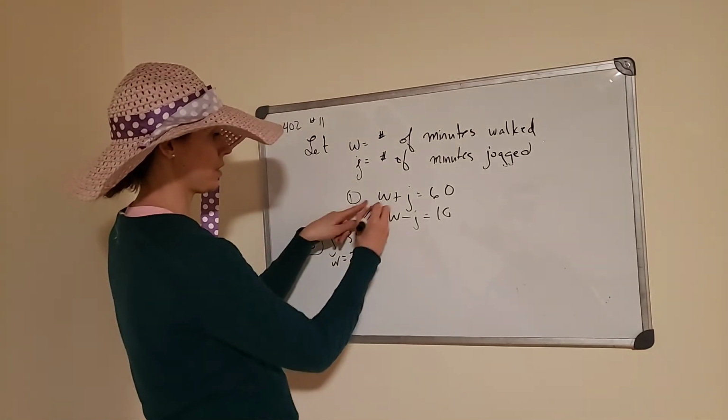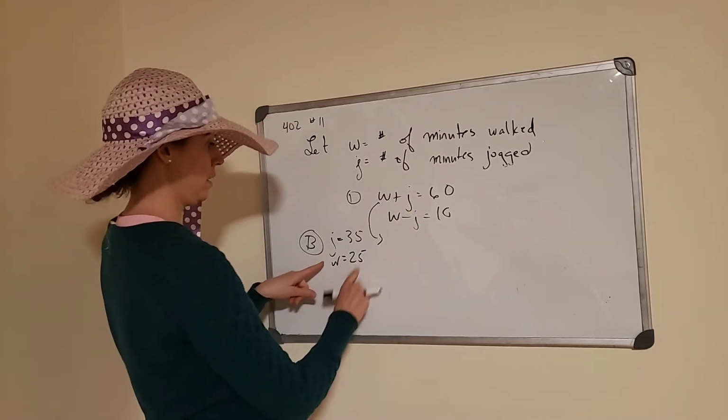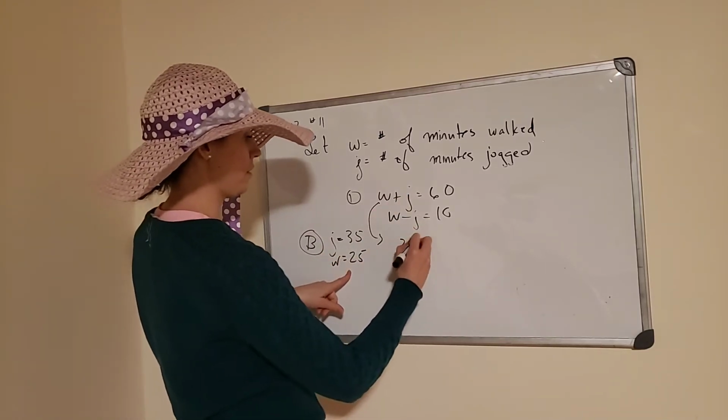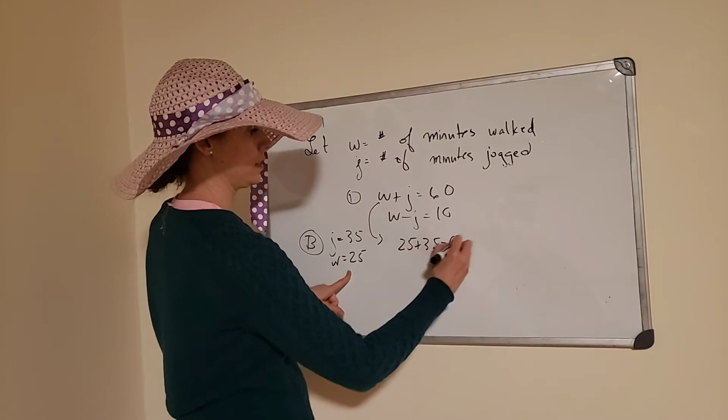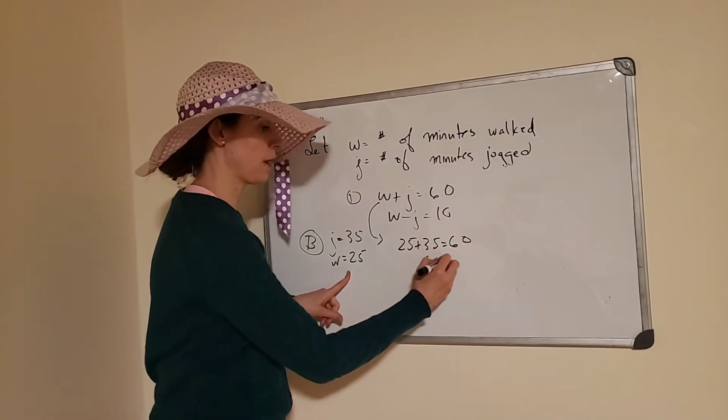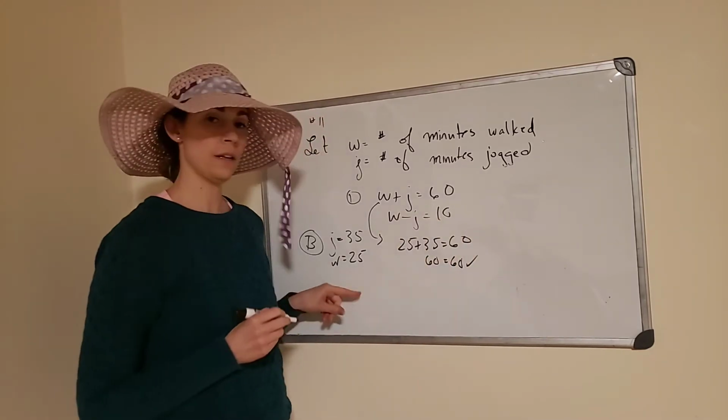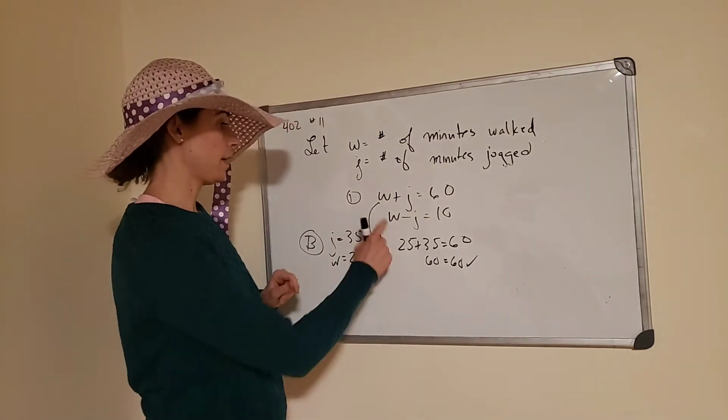If I use this one, W plus J, so that would be 25 plus 35 is 60. Yeah, that's okay. So far, so good, right? The two add up. Now let's do this one.